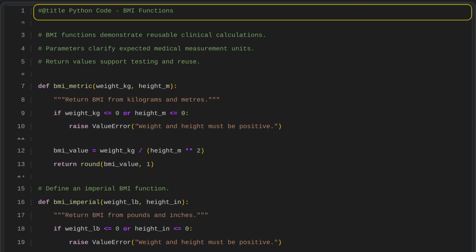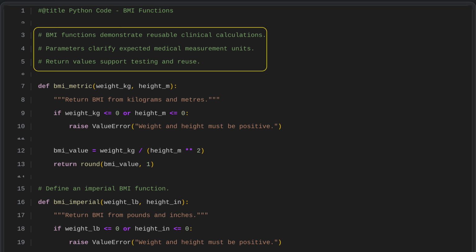Python code, BMI functions. BMI functions show how clinical calculations can be made reusable. Clear parameters specify the expected medical measurement units, while return values make the results easier to test and use again.